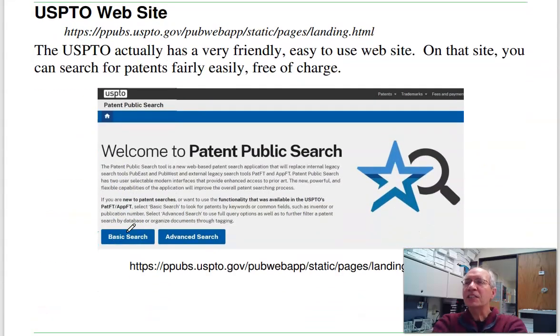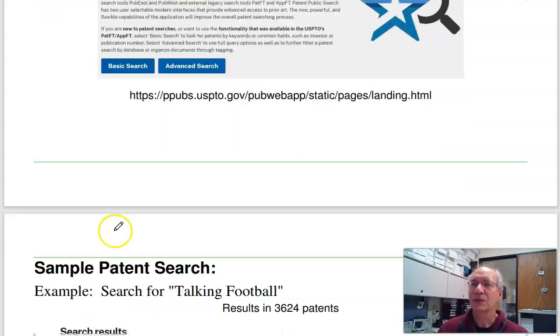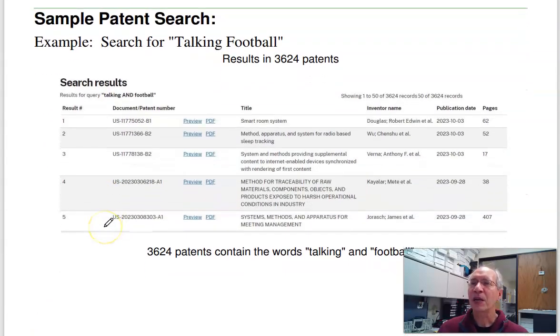The patent office actually has a very friendly website. If you click on it, I can see patents free of charge. I can do a patent search. For example, if I search for the words talking football, at the date that this was made, there were 3,624 different patents related to talking footballs.